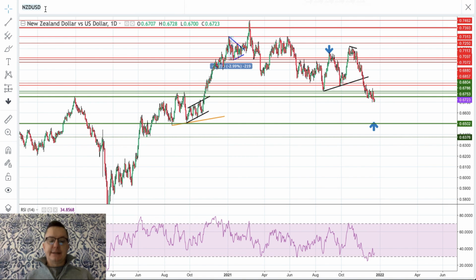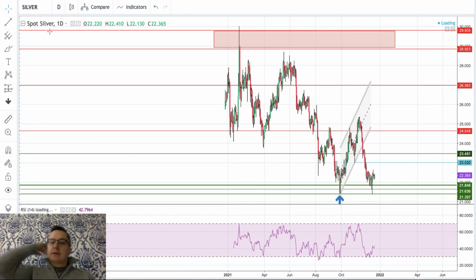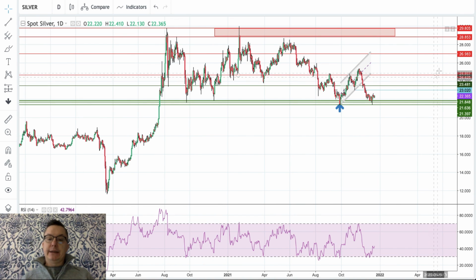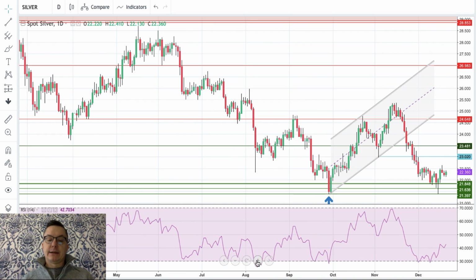Let's take a look at the silver market now. The spot silver market, as you can see, is hovering around the key long-term technical support, which is around the level of $21.84, $21.39 per ounce of silver. The recent channel has been violated, and right now, for the fourth time, this level is being tested.